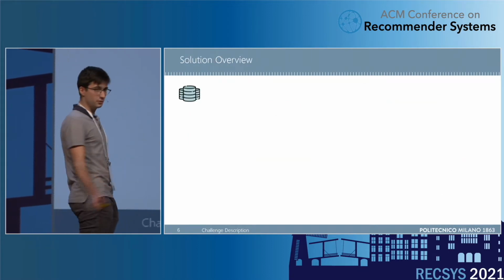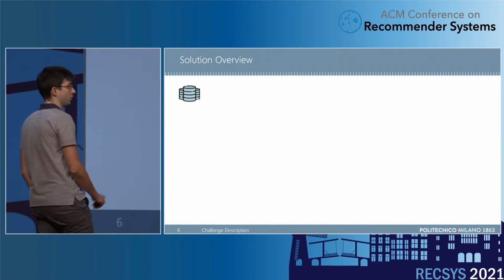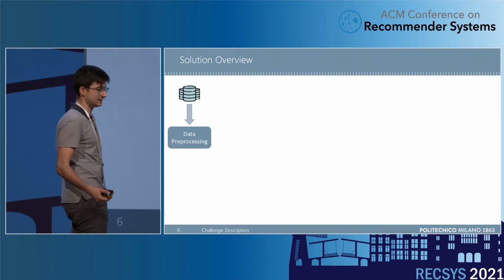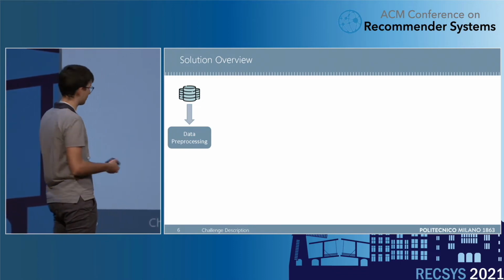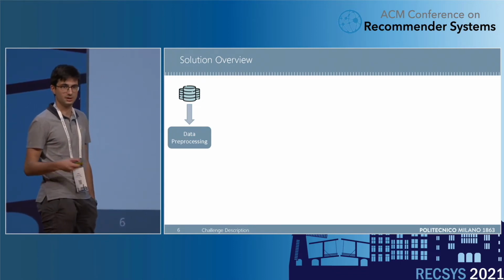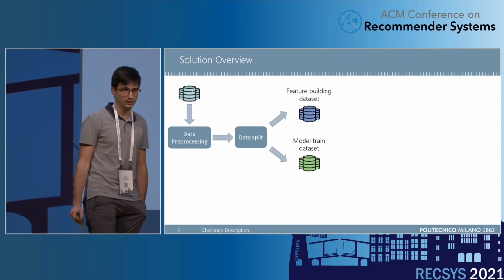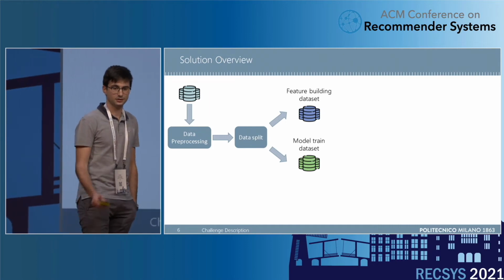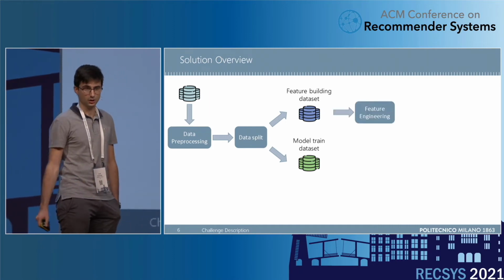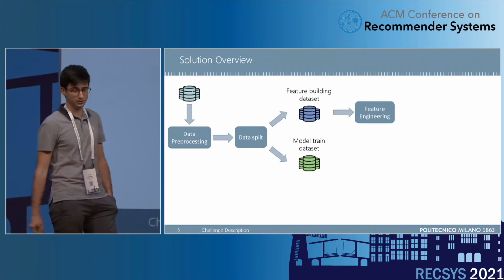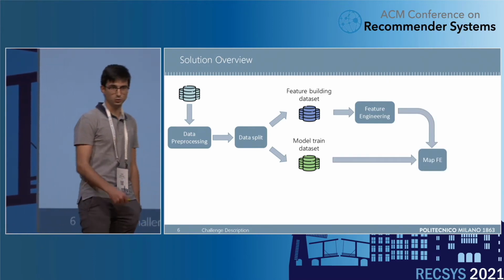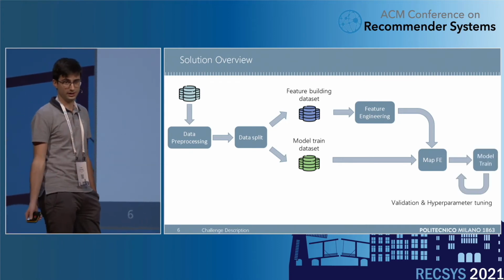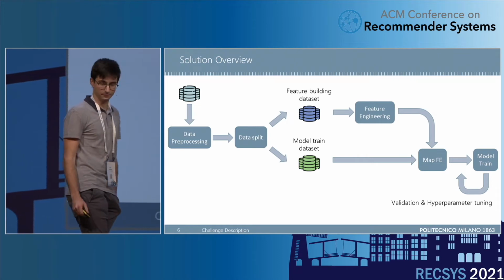As a general overview of our solution, we start from the raw data, and then we pre-process them in order to reduce their size and format them in order to support our subsequent computations. Then we split those data into 2 main splits. The first one is the feature building dataset that we use to engineer our memory-based features that are then remapped onto the model trained dataset. This model trained dataset is used to train the model, validate it, and tune it.